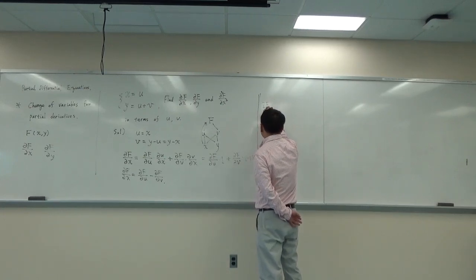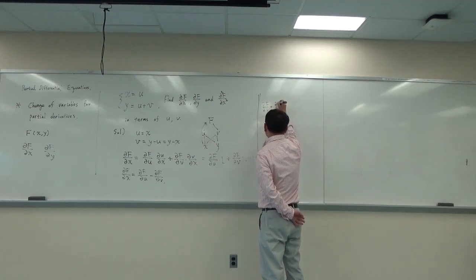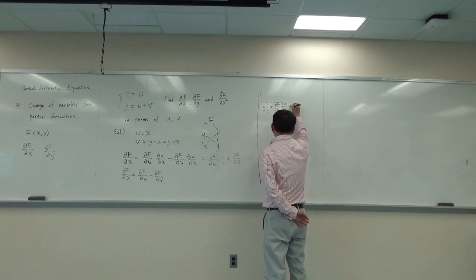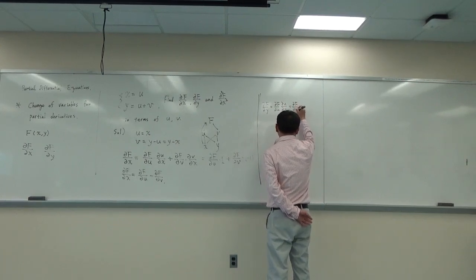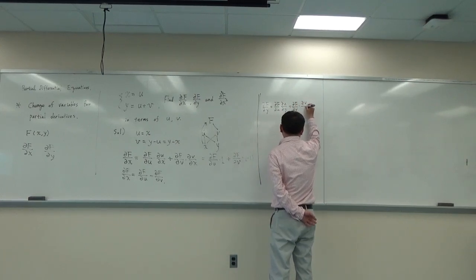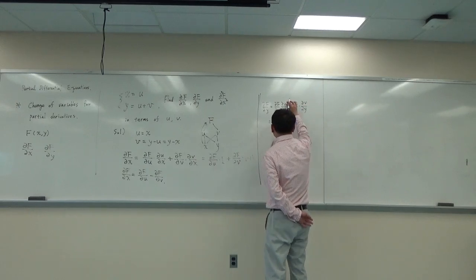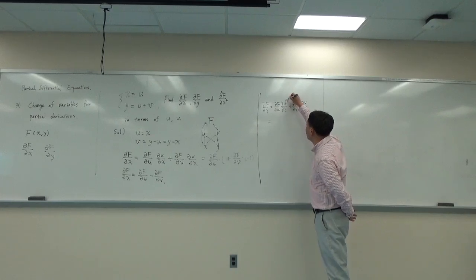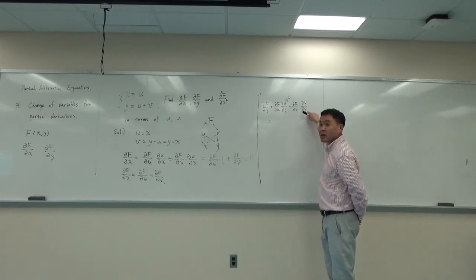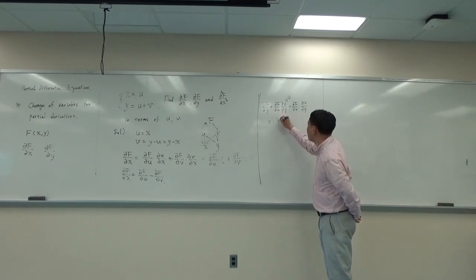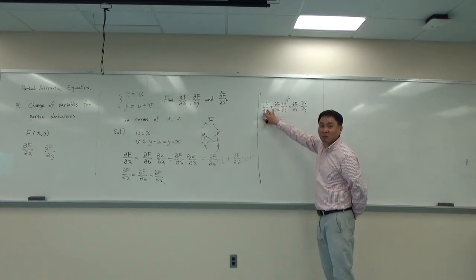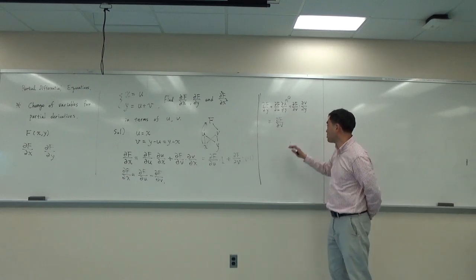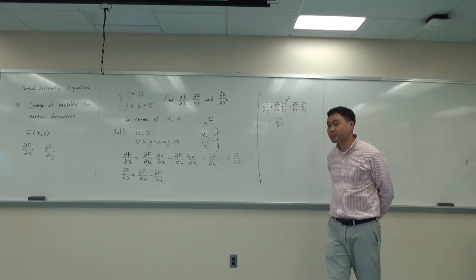Partial f partial y would be, again, the same thing as partial f partial u, partial u partial y, plus partial f partial v, partial v partial y. Okay, what's u differentiated by y? 0. What's v differentiated by y? 1. Oh, that's interesting. This time, partial of f with respect to y is the same as partial f with respect to v.